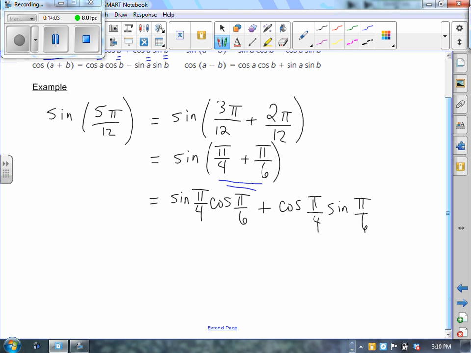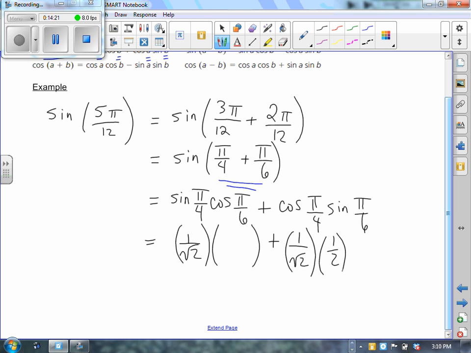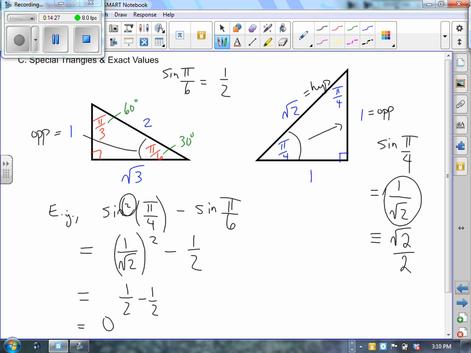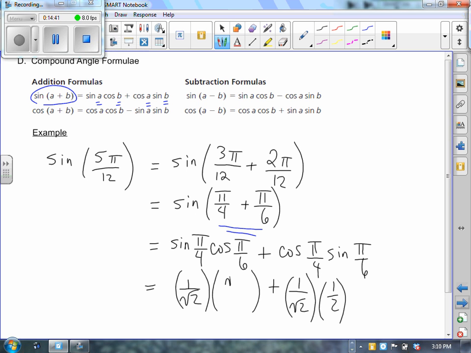Now using values previously found, this would be 1 over root 2 multiplied by, now cosine of pi over 6, we did not find that. We'll go back in a second and get that. Cosine pi over 4 is also 1 over root 2, and the sine of pi over 6 was 1/2. Going back to the special triangles for the cosine of pi over 6, what we can see is that we would take the adjacent side length and divide it by the length of the hypotenuse. Thus, this would be root 3 over 2.